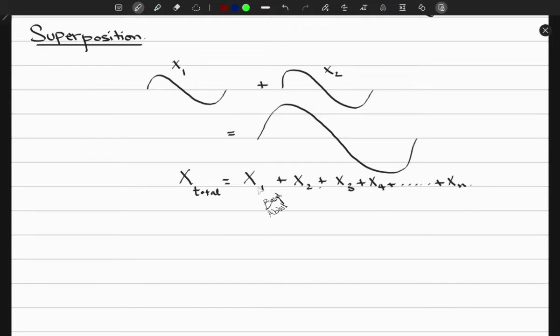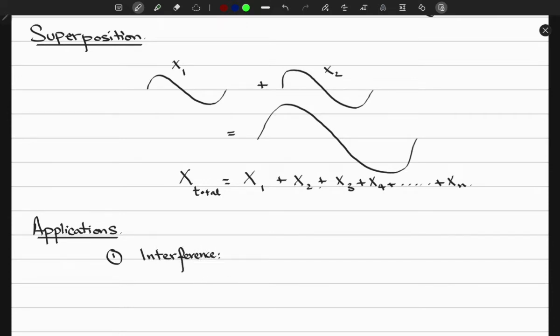So that's how you add your waves together. The displacements of the waves are really added together, and this principle is known as the principle of superposition. Now this principle of superposition has many applications as well. The first application is known as interference, and the name really says it all.